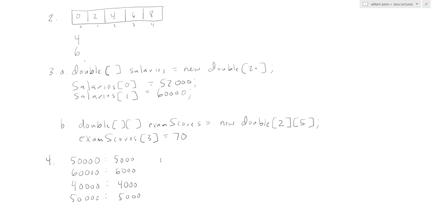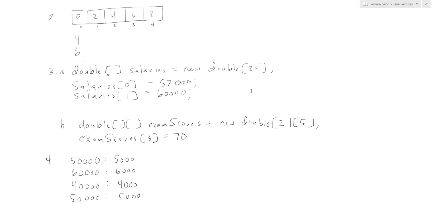So number 2, the actual answer is that it would print out 4 and 6. But I wanted to show you basically why that is the answer. This is what would end up in the array. After the first loop, you'd end up with 0, 2, 4, 6, and 8 in the array. And then in the second loop, you just print out the elements in index 2 and index 3 as you're going through the second loop. So it prints out 4 and 6.